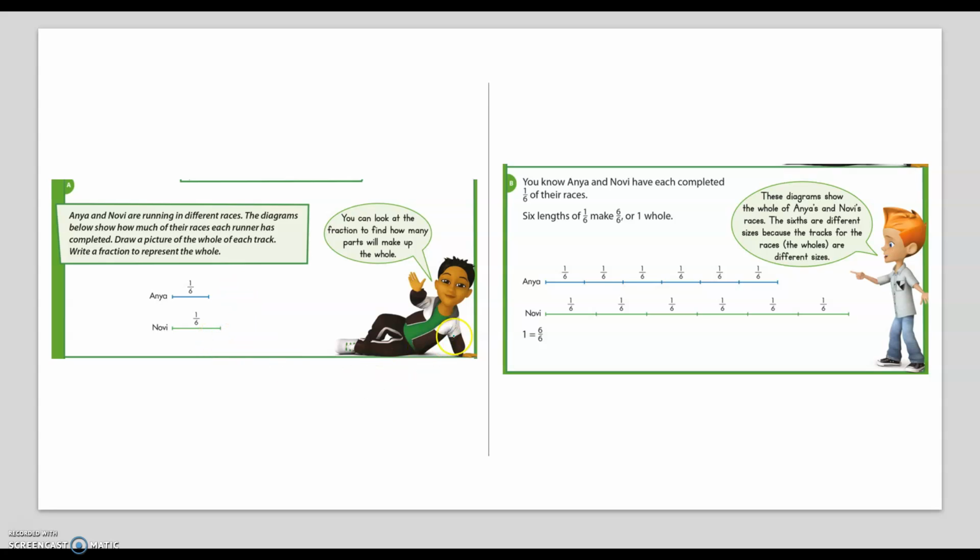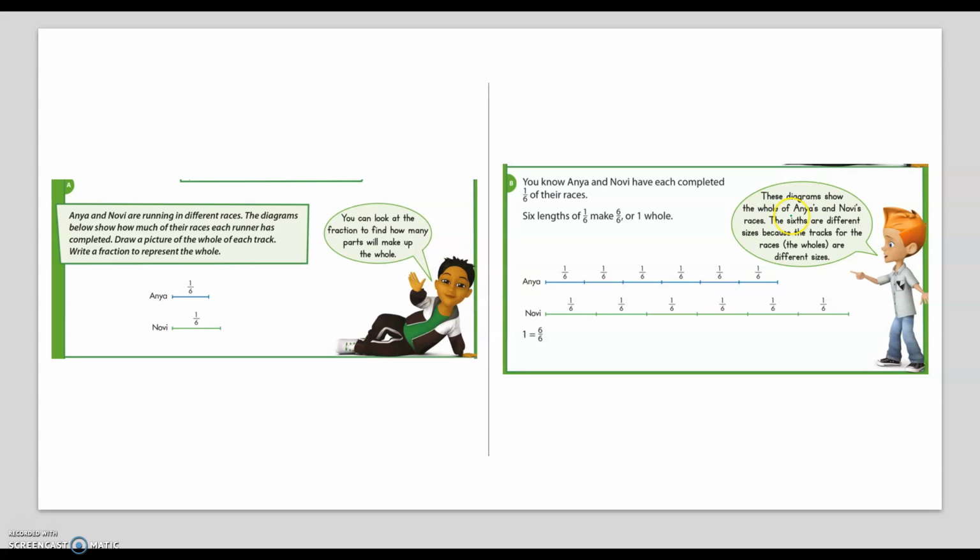Let's take a look at the wholes over here. We know that Anya and Novi have each completed 1/6 of their races. 6 lengths of 1/6 makes 6/6, or 1 whole. That's what we talked about yesterday. We knew that the denominator means how many pieces make a whole. Now, if this was the size of Anya's 1/6, we need 5 more pieces that exact same size to make the whole. Same with Novi's.